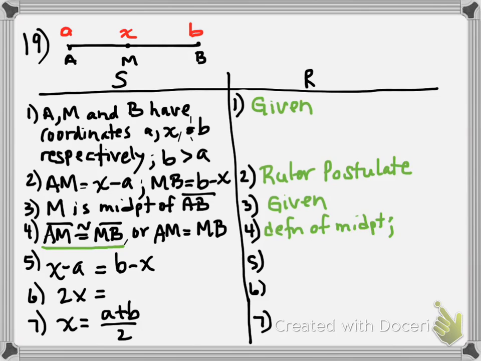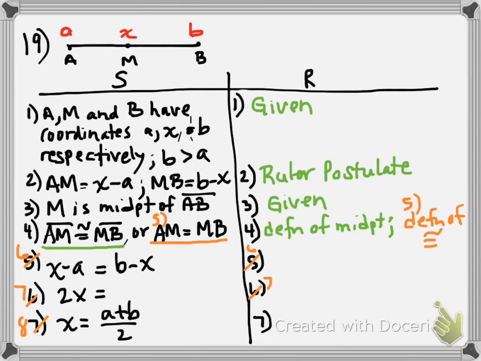However, that does not justify that the measure of AM is equal to the measure of MB. That is the definition of congruence. So here's what needs to happen in a real proof. That needs to become its own step. That's going to cause there to be one extra step throughout the whole proof.